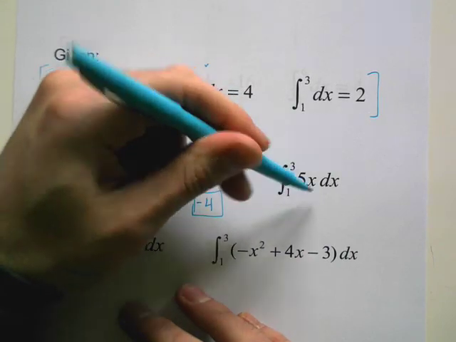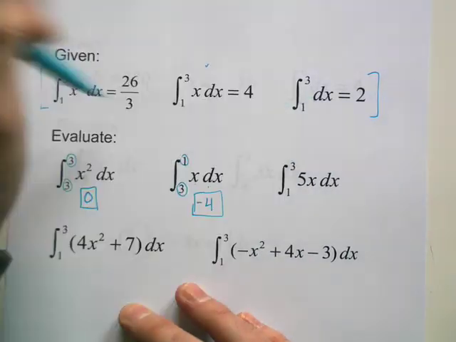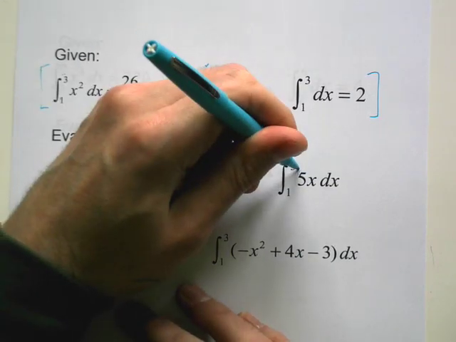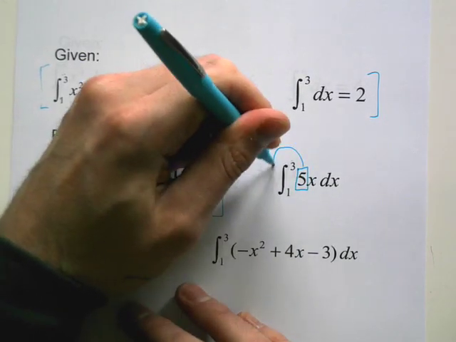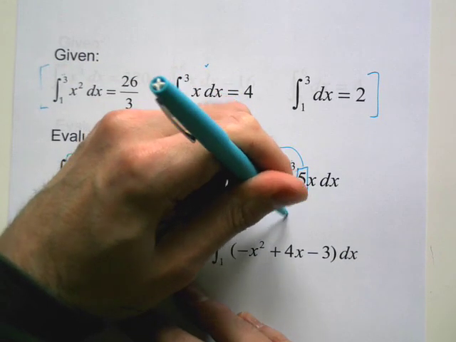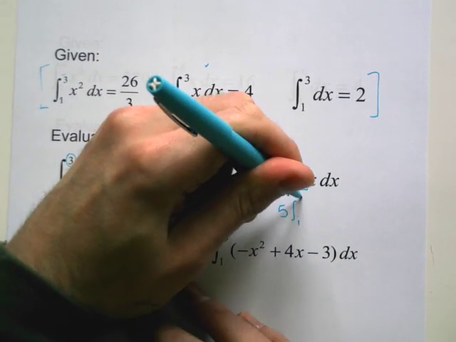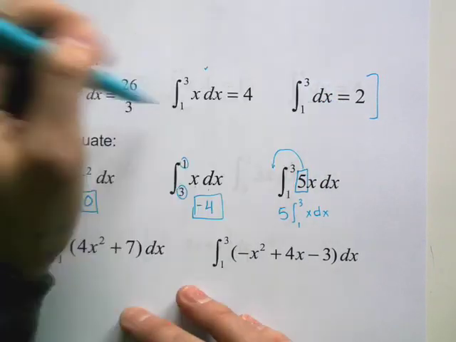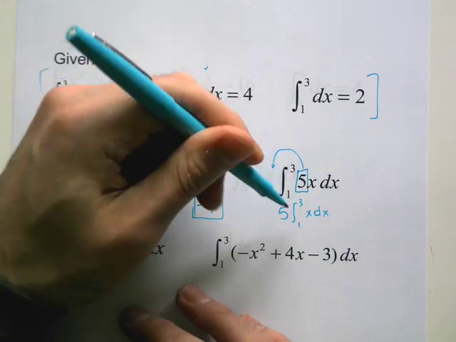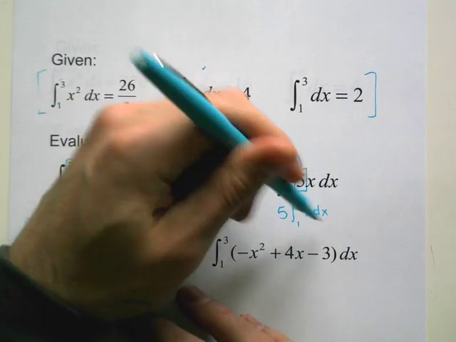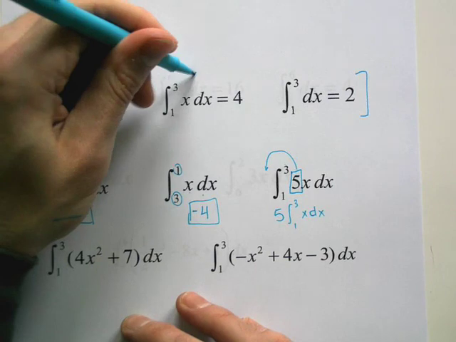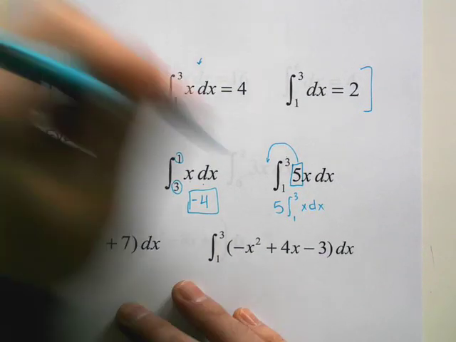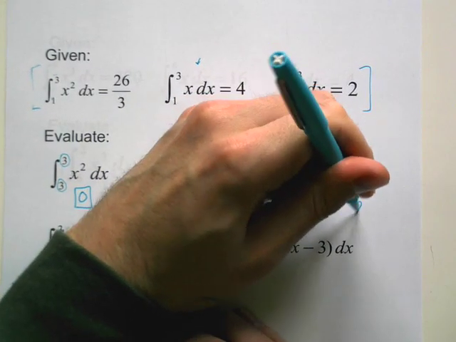This last one, my boundary is 1 to 3. Okay, these are all 1 to 3, so that's good. What I would do, though, is take this constant and pull that to the outside and say 5 integral from 1 to 3 of x dx, because obviously I don't have 5x dx up here. It doesn't show up anywhere. But if I pull that 5 out, and now I have x dx, now that does show up here. So essentially what that's telling me is it's 5 times 4. Okay? So that's going to be 20.